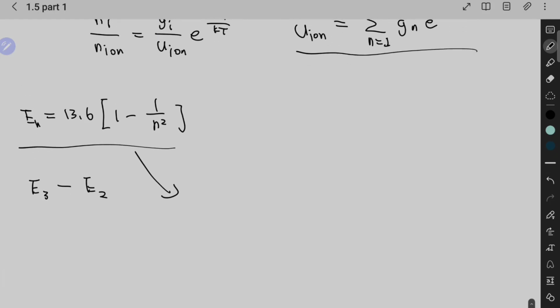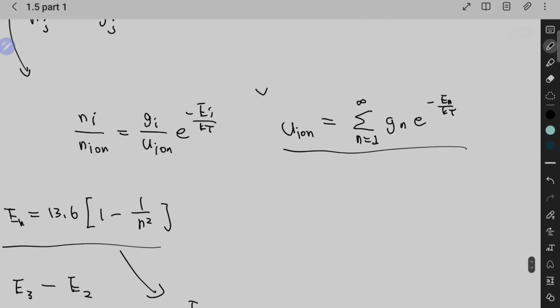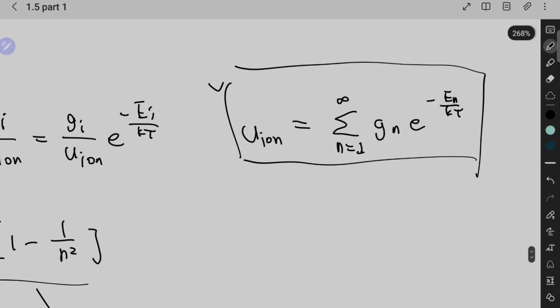So if I sub in E2, this basically tells the energy the electron has at the level of n equal to 2, similar to n equal to 3. It tells the energy the electron has when it's at energy level n of 3, right? So the difference between them would be E3 minus E2. So that's quite intuitive. And now we go back to this partition function and what it implies.